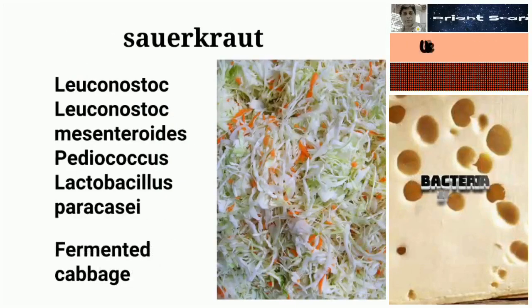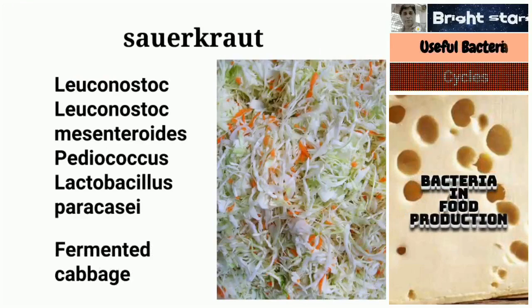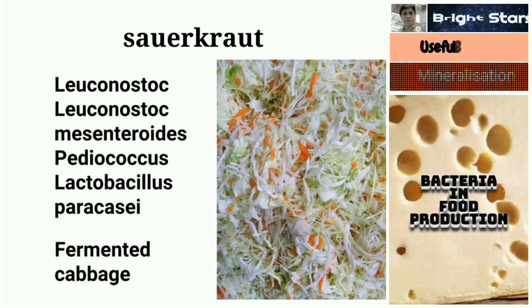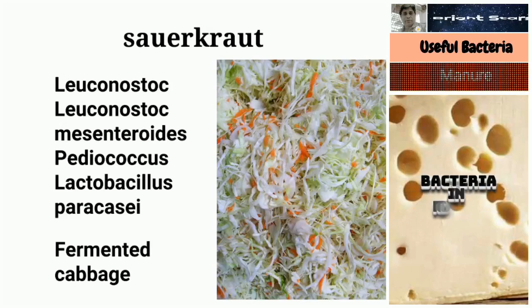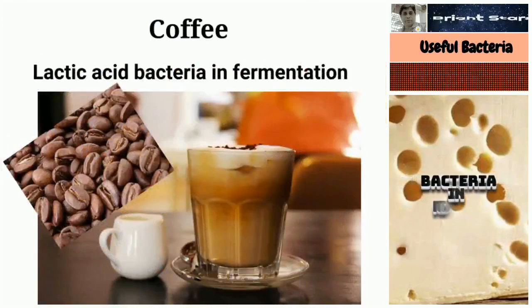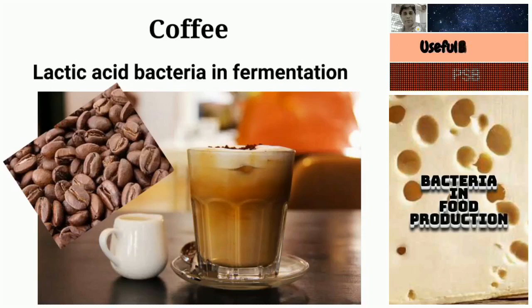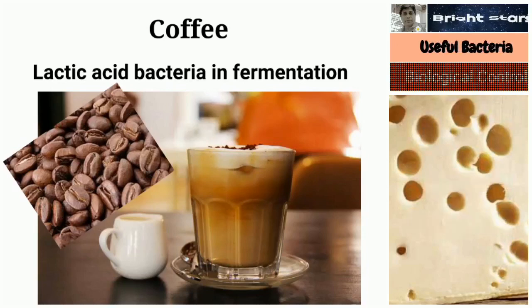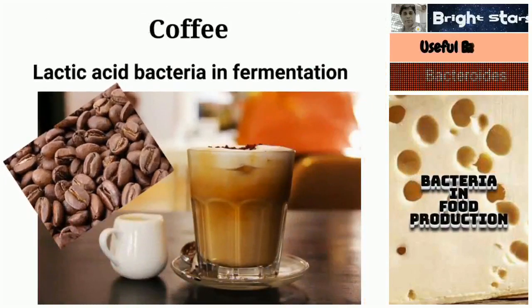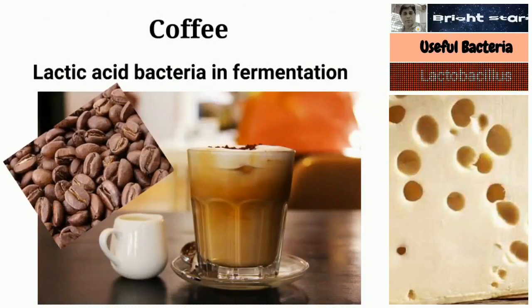Sauerkraut is a kind of food product made from cabbage. Leuconostoc mesenteroides, Pediococcus, Lactobacillus paracasei: fermented cabbage. This product is made by bacteria. Coffee: lactic acid bacterial fermentation is required for production of coffee from coffee beans. You can see coffee beans here. From these beans the coffee powder is produced.